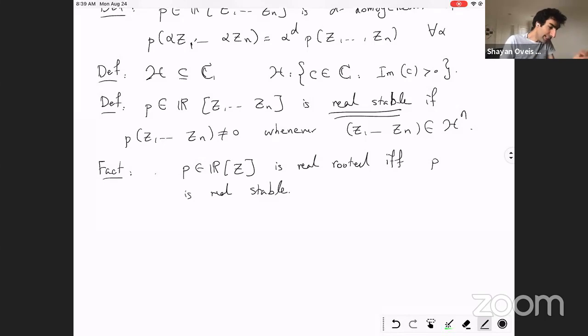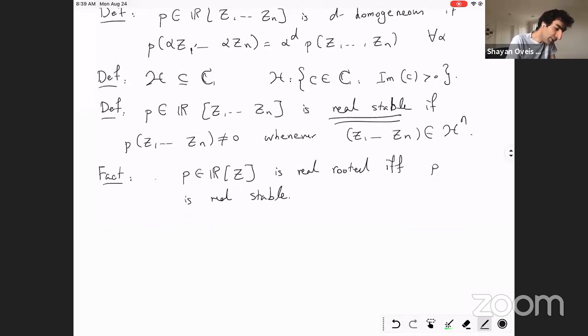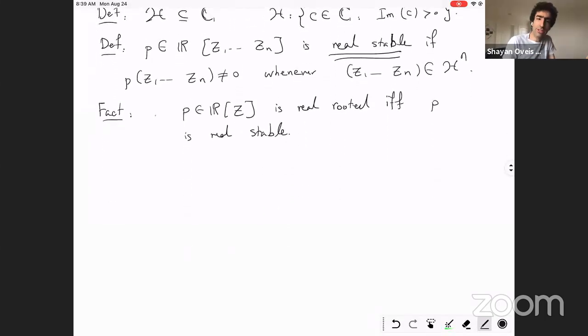So the point of real stable polynomials is to have a definition that generalizes real rootedness to multivariate polynomials. That's something we want to see. So at least we did a sanity check that the univariate case makes sense. Now, let me tell you an equivalent definition.